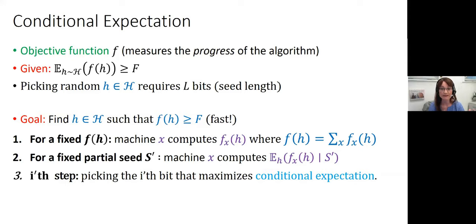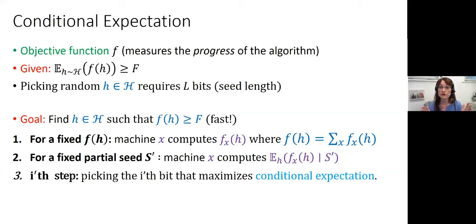Now the most traditional way to find this good seed is to do it in a bit-by-bit manner. At every point in time, we have some fixed partial seed S prime. Then every machine computes the conditional expectation of this function in a local way, restricted to the given seed, and makes a vote, either zero or one, on what the next bit in the seed should be. This way, the machines gradually agree on the shared seed that dictates the good hash function.